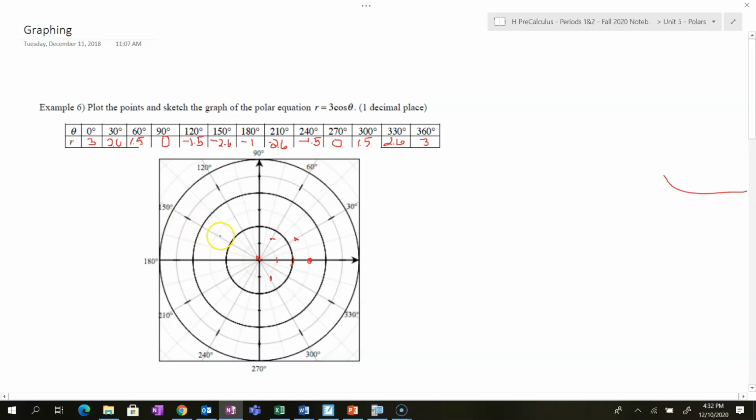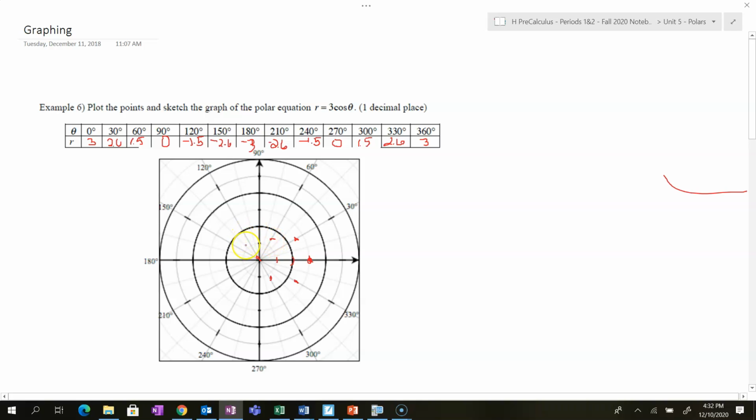150 would be this line, 150, and it's going to be negative 2.6, which is right here. And then over here is 180, and that's going to be negative 1, so it's going to go backwards. Oh, that's wrong. It's not negative 1, it's negative 3. So negative 3, that's going to be back where we started. And then 210 would be over here, and we go negative 2.6, so that's on top of that dot. And then 240 would be over here, and that'd be on top of that dot.